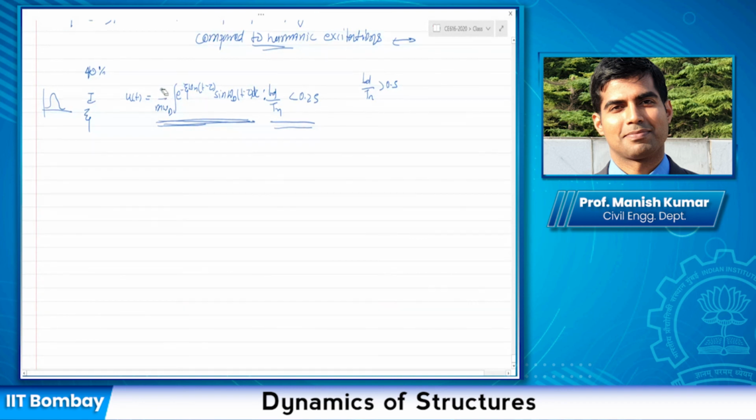Maybe I should not take P naught outside here. I should keep it inside as P tau. That would be the correct expression. So maybe I should keep it here, P tau times e to the power minus zeta omega n (t minus tau). So utilize the same expression. It's not very difficult.